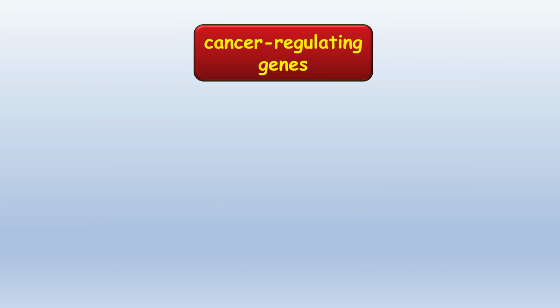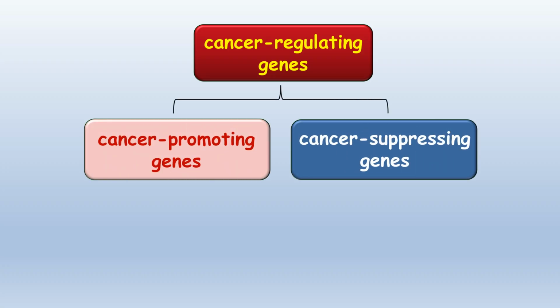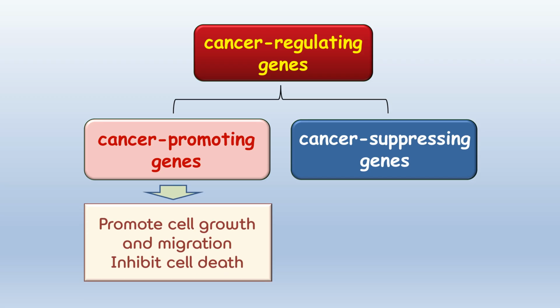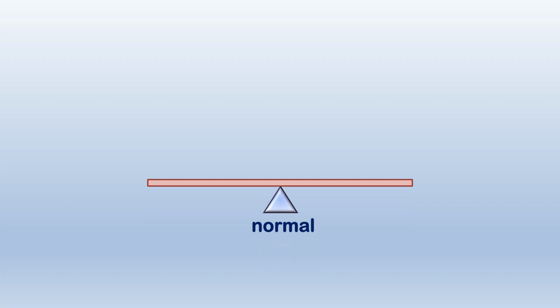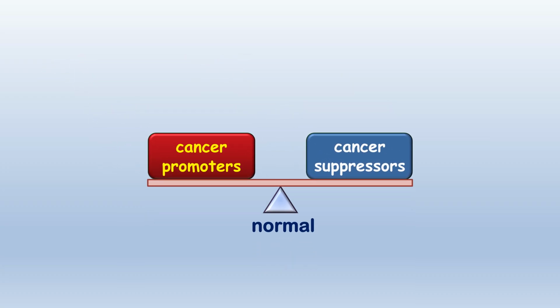This kind of antagonistic balance also applies to cancer-regulating genes. There are genes that promote the development of cancer and others that work to suppress it. Cancer-promoting genes typically drive cell growth and migration while also preventing cell death. On the other hand, cancer-suppressing genes do exactly the opposite. They slow down cell growth and migration and promote cell death. Under normal conditions, our body maintains a careful balance between cancer-promoting and cancer-suppressing functions, a state known as homeostasis.